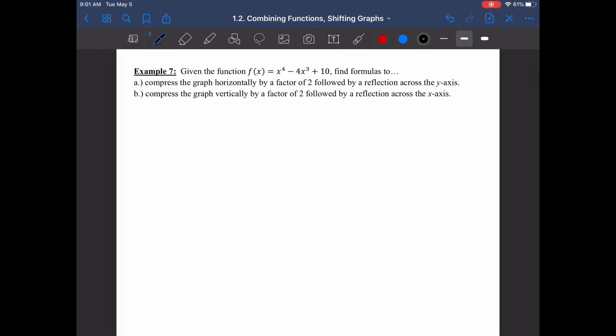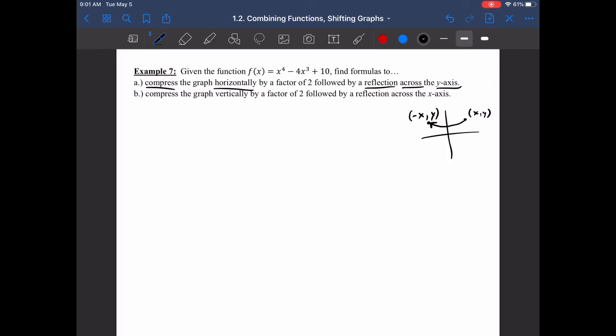All right, example 7. Given the function f of x equals x to the fourth minus 4x cubed plus 10, find formulas to compress the graph horizontally. So we're going to compress horizontally by a factor of 2, followed by a reflection across the y-axis. A reflection across the y-axis is a horizontal reflection, right? We're going to have some point here, it's going to reflect like that. So if this is the point x, y, it's going to become the point negative x, y, wherever it is. So that's our reflection across the y-axis.